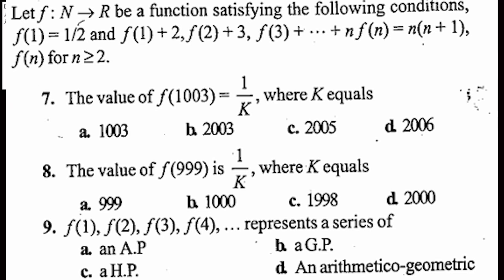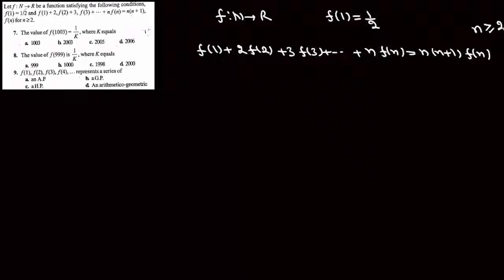Now, here we are given a function which is defined on natural numbers to real numbers, satisfying the following condition, which is f(1) is 1 by 2 and f(1) plus 2f(2) plus 3f(3) up to nf(n) is n plus 1 f(n) for all n greater than or equal to 2. Then we need to solve the following questions.